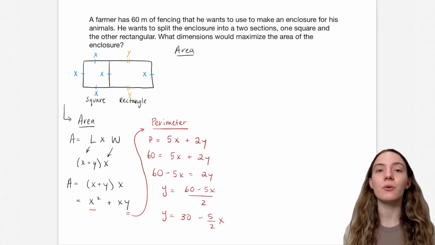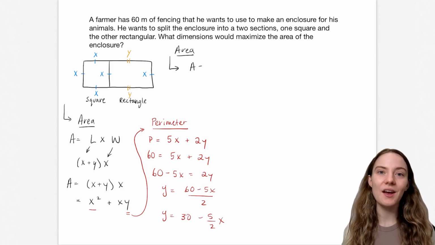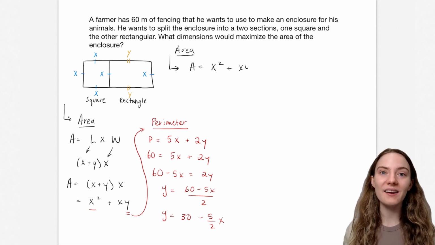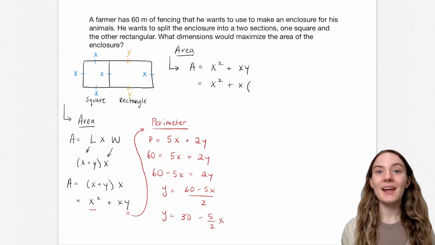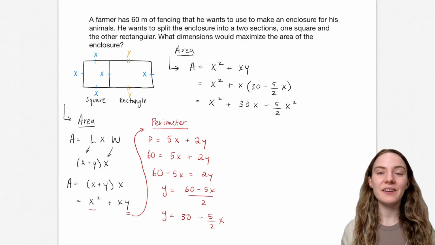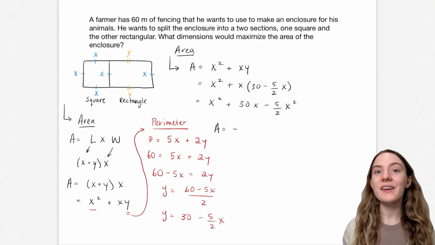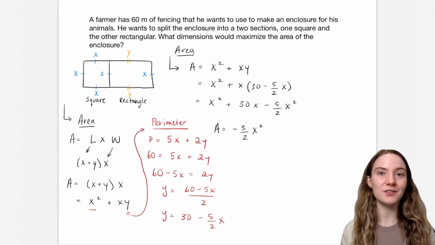Looking back at our original area equation, we are going to replace y with the equation we just calculated using the perimeter. And when we do that, we get an area of x² + 30x − (5/2)x². Let's quickly simplify this to give us an area equation of −(3/2)x² + 30x.